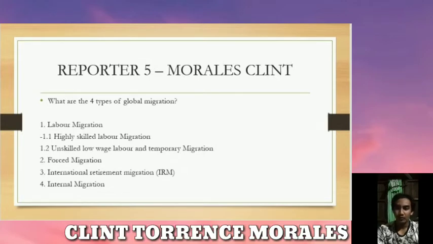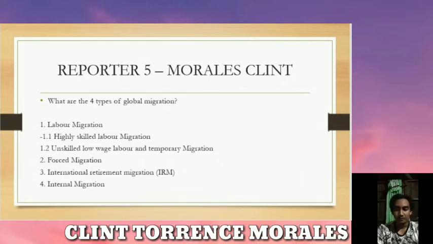First one is labor and temporary migrations, including illegal migration, forced migration, refugee movements, and international retirement migration, or IRM. There is also internal migration, most commonly from rural areas to urban centers, but also a trend in some places for counter-urbanization. This will be examined in turn.